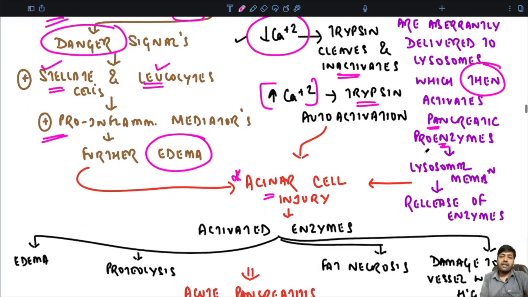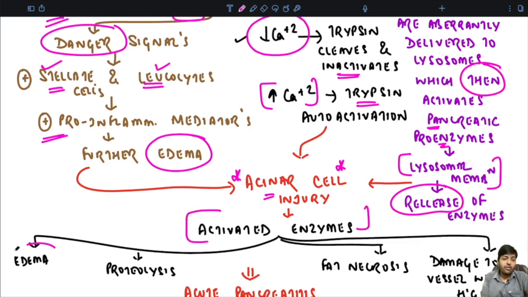Okay, and what happens is that this activates the pancreatic proenzymes, which digest the lysosomal membrane, and they release all the enzymes within the lysosomes, leading to pancreatic autodigestion and acinar cell injury. So in all these conditions, all these three things lead to activation of the pancreatic enzymes within the pancreas, leading to edema. How the edema occurs, we have already explained. It is a part of inflammation.